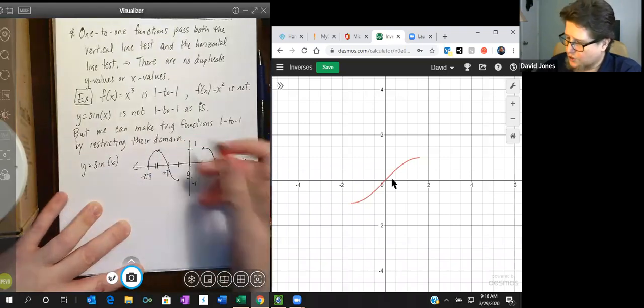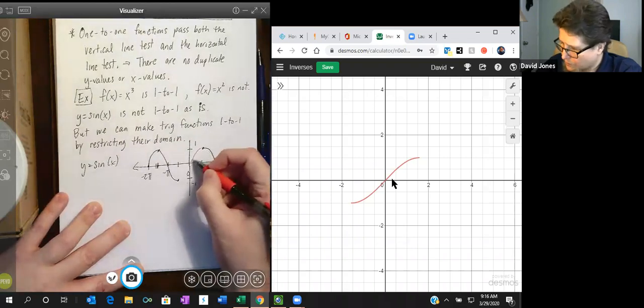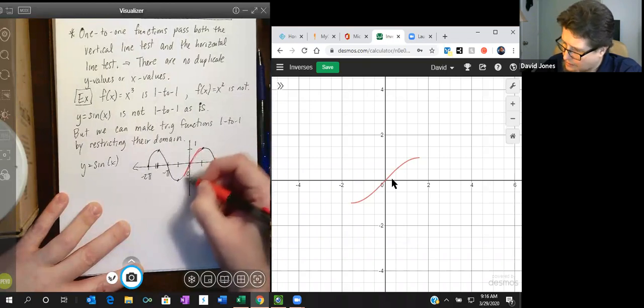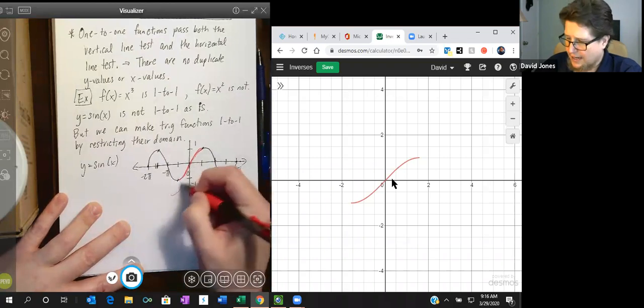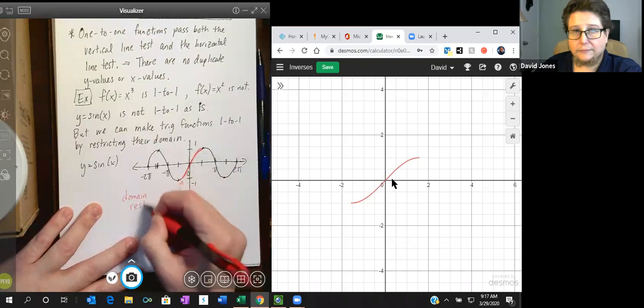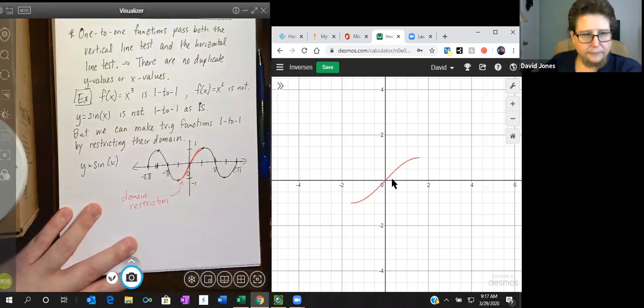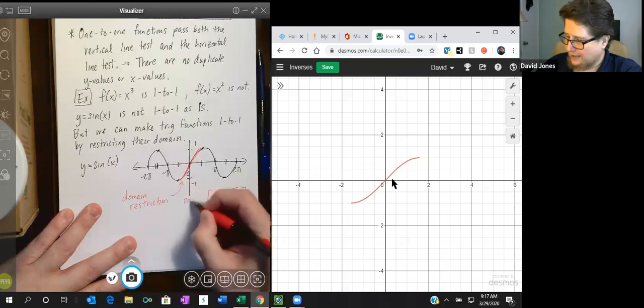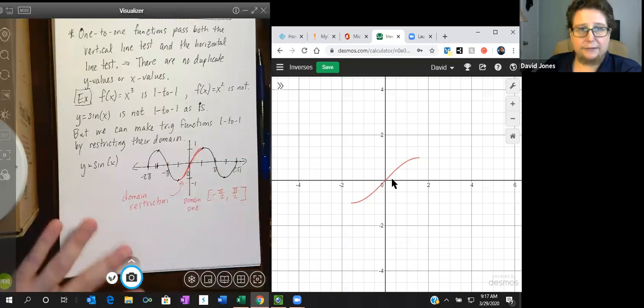And when we want to restrict it to being 1 to 1, which I'm going to do in red, that's my domain restriction. So we restrict it from -π/2 to π/2. That's the domain for sine when we want to work with the inverse functions.